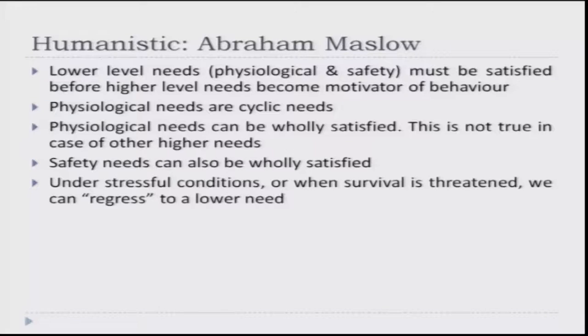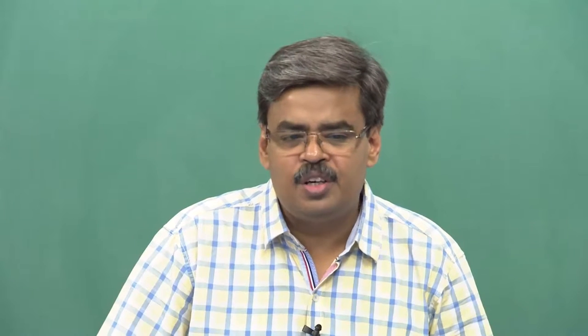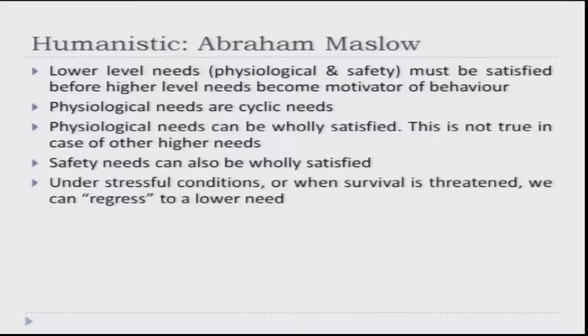Likewise. Now, the lower level needs, that is the D needs, which are more physiologically oriented and safety oriented, according to Maslow, are supposed to be satisfied before the higher level needs become activated. So, you satisfy the physiological needs, you come to the need for safety, security, then you come to belongingness, then you come to self-esteem. And once you are able to take care of the D needs, then you move to the B needs. Now, all these physiological needs are cyclic in nature, and therefore, physiological needs cannot be completely satisfied. This is not true in the case of self-esteem. And safety need, of course, can be completely satisfied.